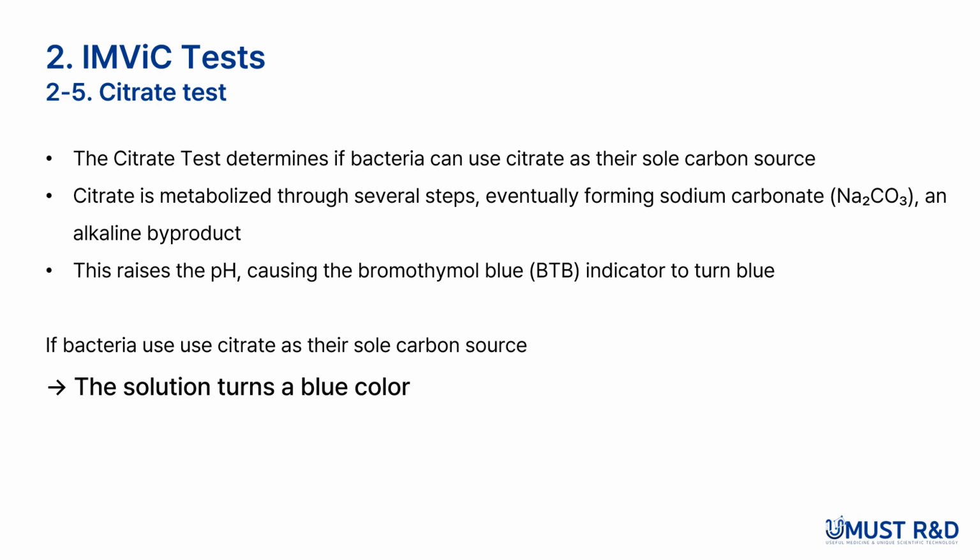The citrate test determines whether bacteria can utilize citrate as their sole carbon source. It helps differentiate citrate-positive Enterobacter spp. from citrate-negative E. coli. Some bacteria produce citrate permease, allowing them to transport citrate into the cell. Once inside, citrate is metabolized into oxaloacetate and then into pyruvate, releasing alkaline byproducts such as sodium carbonate. The pH indicator, BTB, changes from green to blue in alkaline conditions, indicating a positive result.